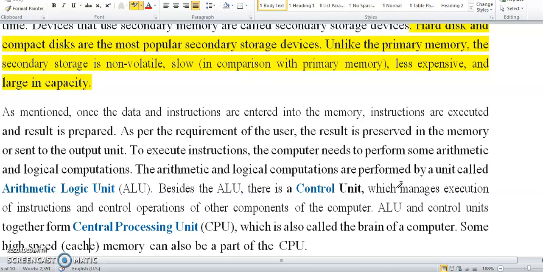Pen drive, CD disk or our hard disk is the best example of our secondary memory.